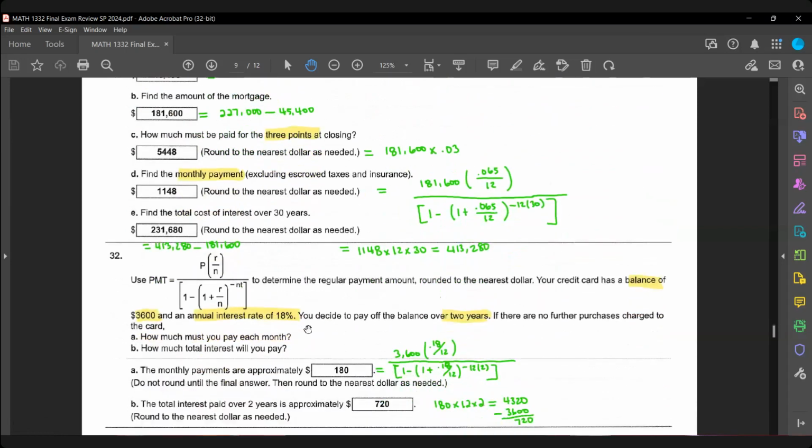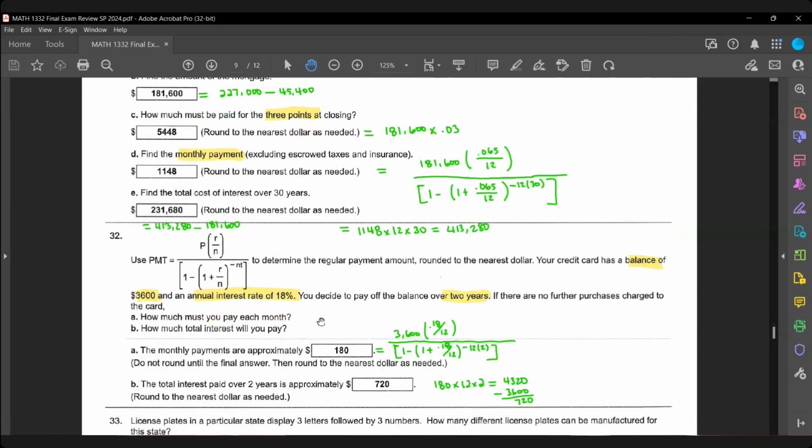Number 32. Once again, I noticed that on number 32, MyMathLab is telling us what formula to use. In this case, we have a balance of 3,600, an annual interest rate of 18%, and we want to pay it off in 2 years, making monthly payments, paying each month. N is equal to 12. Plug in all the numbers correctly, rounding to the nearest dollar, and that gives you 180.